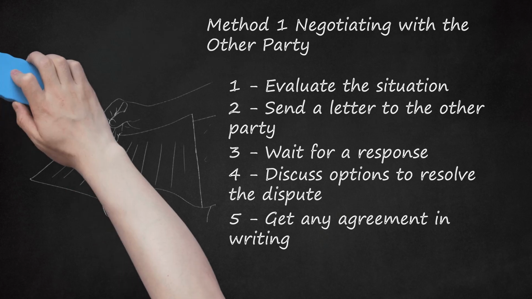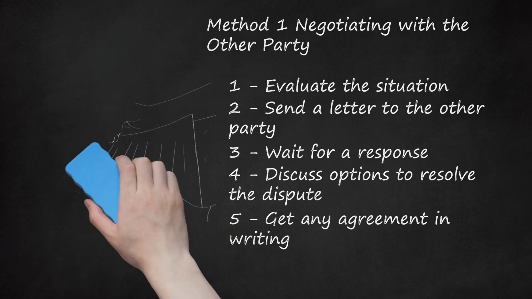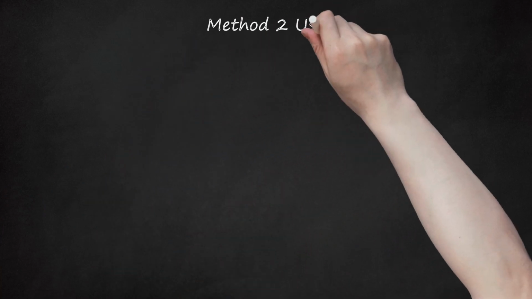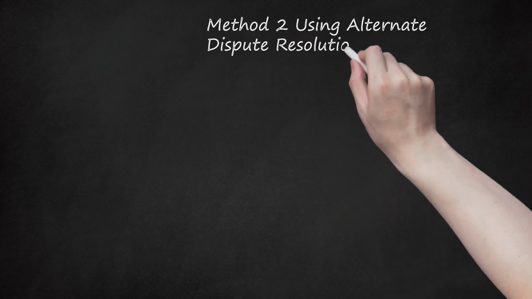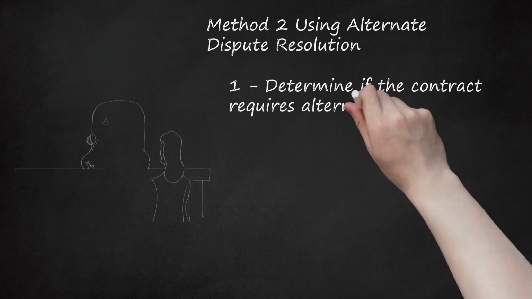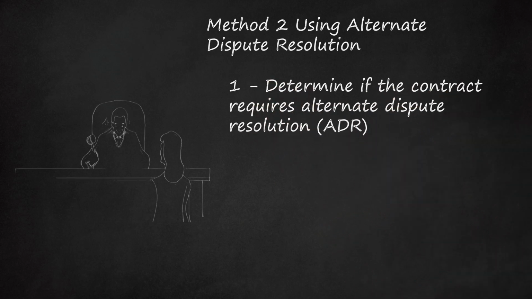The written agreement should be signed by both parties. Once it's signed, make a copy for each of you. Method 2: Using alternate dispute resolution. 1. Determine if the contract requires alternate dispute resolution, ADR.